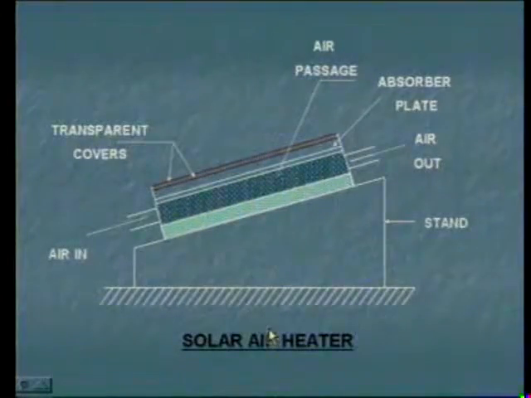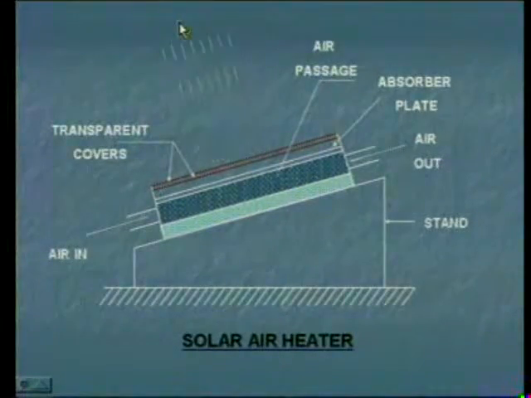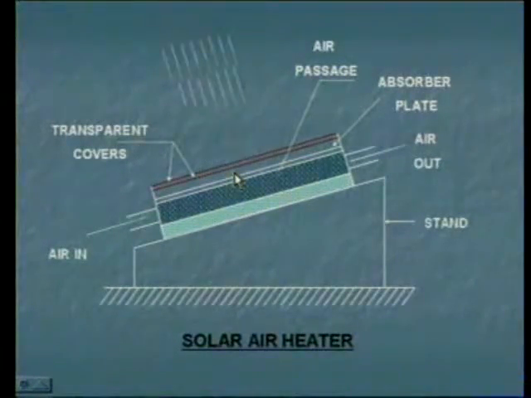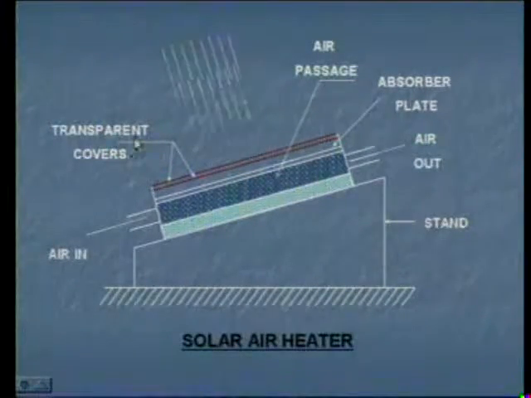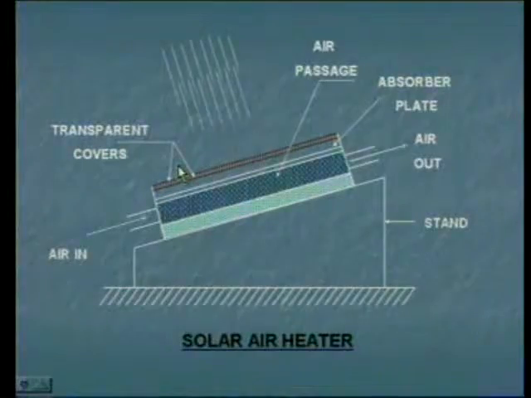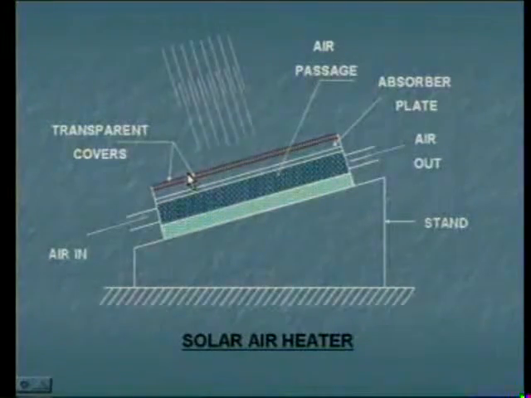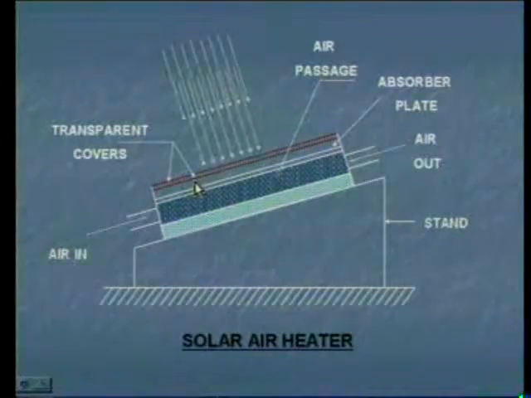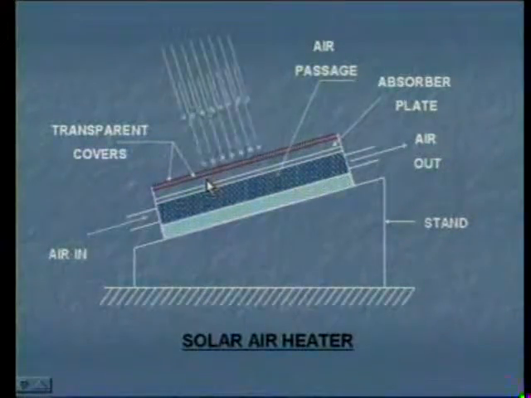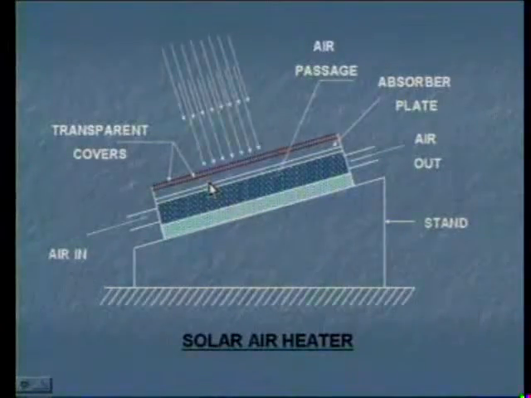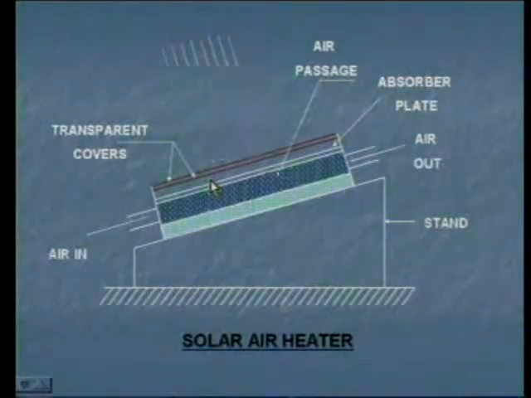Now let us see this figure. This is a solar air heater. Incident radiation is falling on the flat plate collector. Here we know that a flat plate collector contains the transparent cover, which is made of fiberglass, and it will prevent the radiation of the heat from the bottom of the surface. Once the radiation enters through the transparent covers, it prevents the reflection.